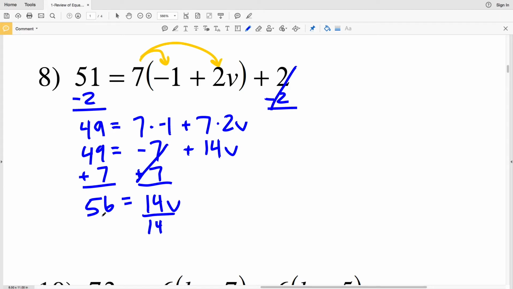All I have left to do is divide by 14. 14 goes into 56 evenly, and it goes in 4 times. So we get that 4 is equal to v. So 4 is the solution in number 8.